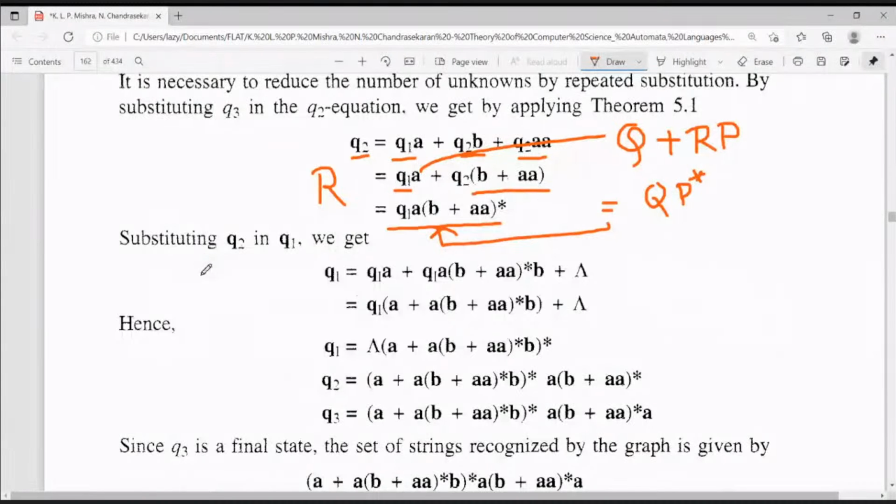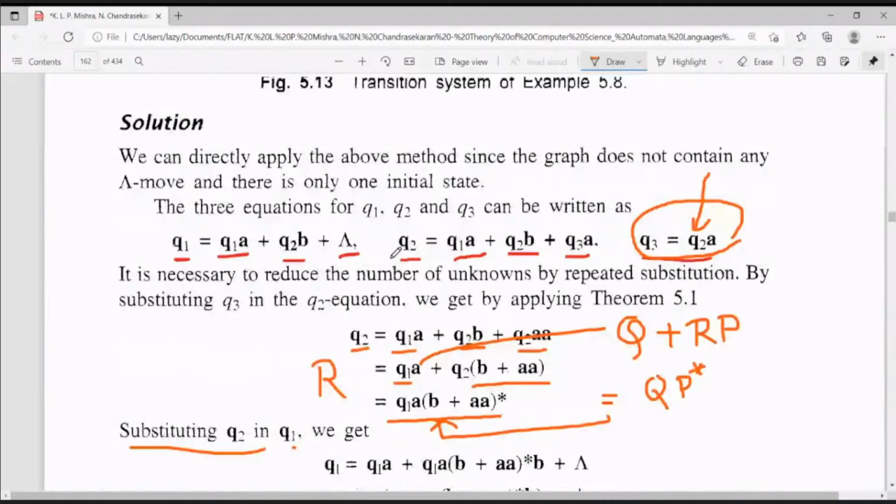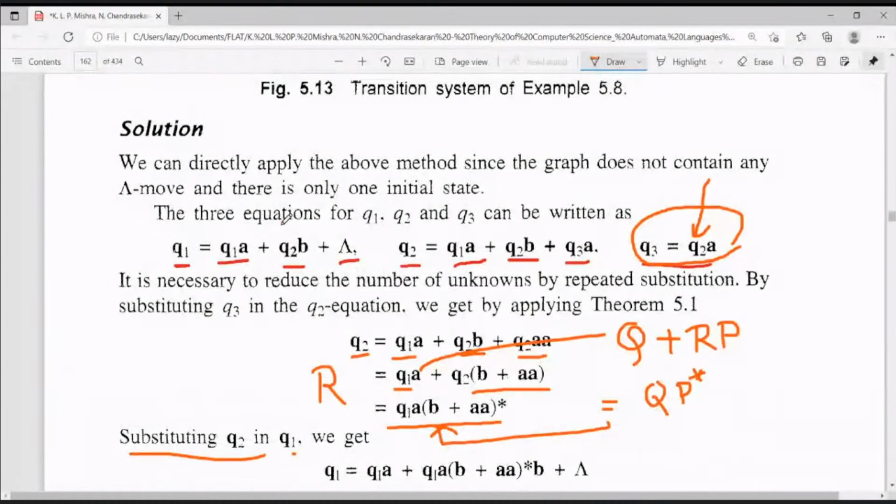Okay, so after simplifying the expression for q2, what we can do is substitute q2 in q1. So we have an equation for q1, and here we are having q2. As we have got a simplified version of q2, we can substitute that q2 in q1.